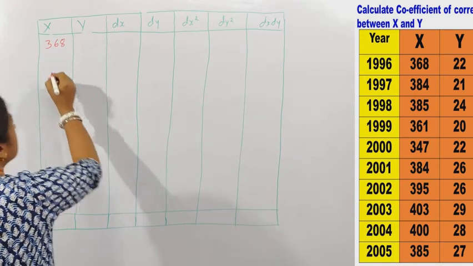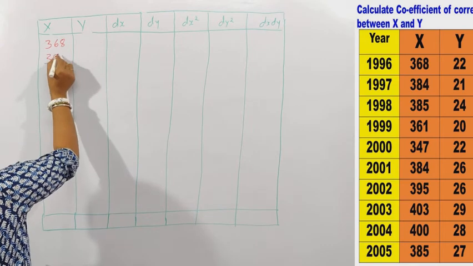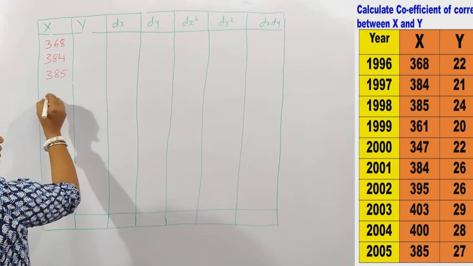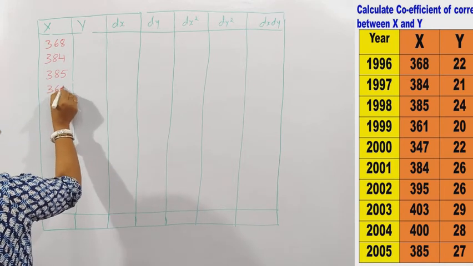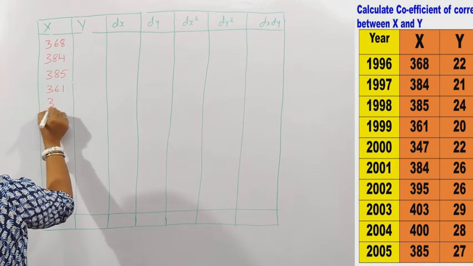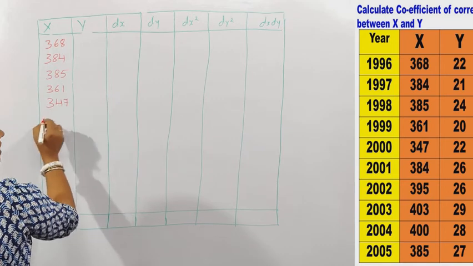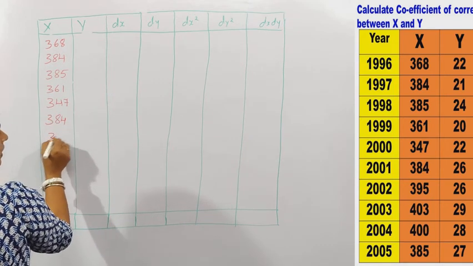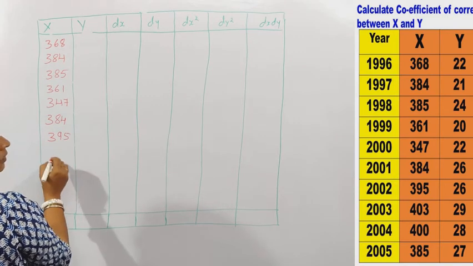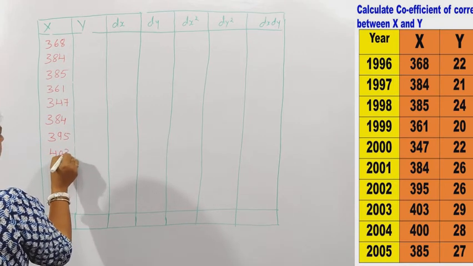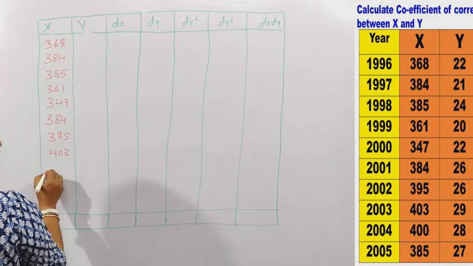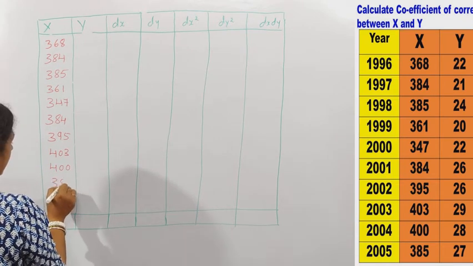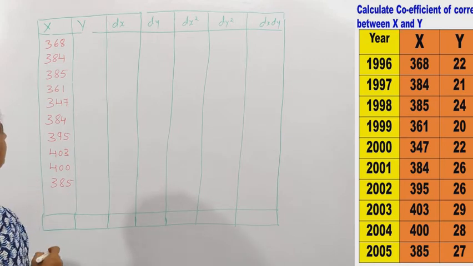368. Next, 384, 385, 361, 347, 384, 395, 403. Next, 400, 385.